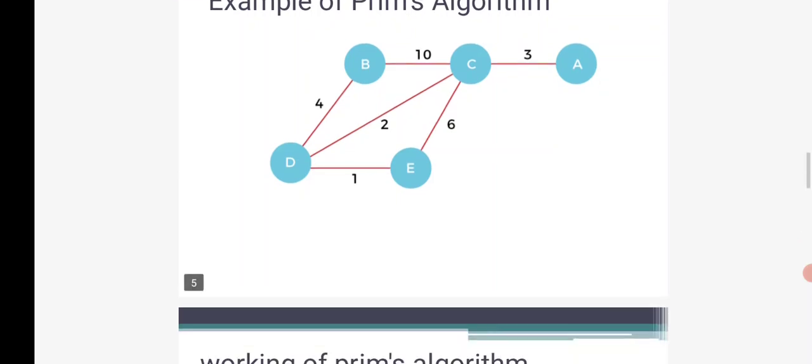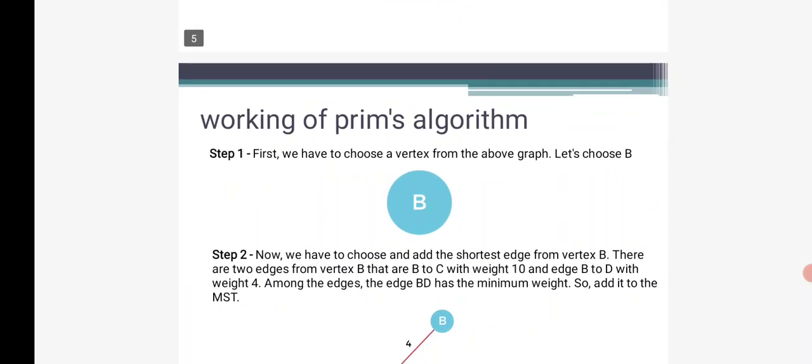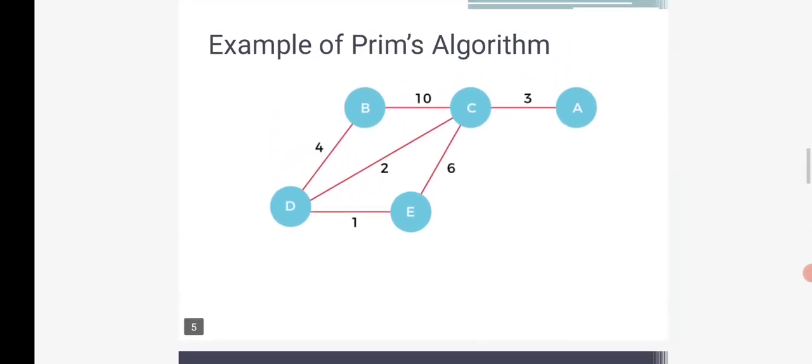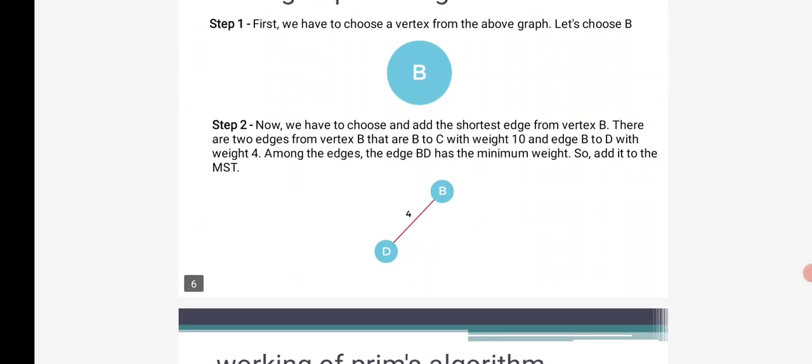Let us see the first step of Prim's algorithm. First we have to choose a vertex from the graph. Let us select B. We can select any of the vertices. We are going to select B now. The minimum distance from B is B to D. So we select and connect B to D as the minimum first. Among the edges, BD has the minimum weight, so we have selected B and D.